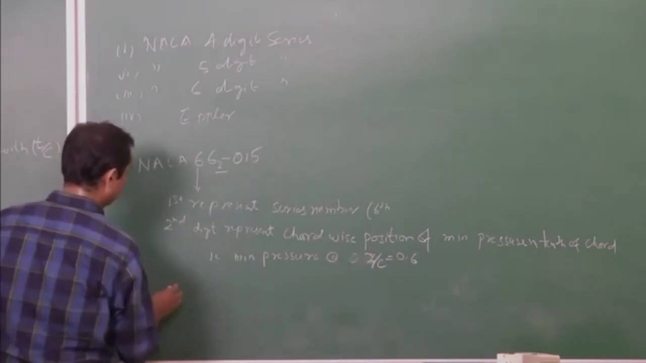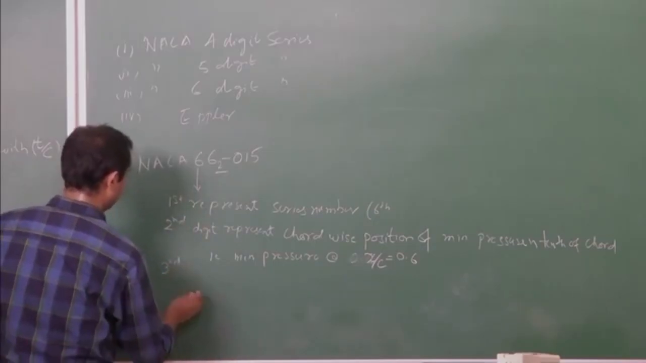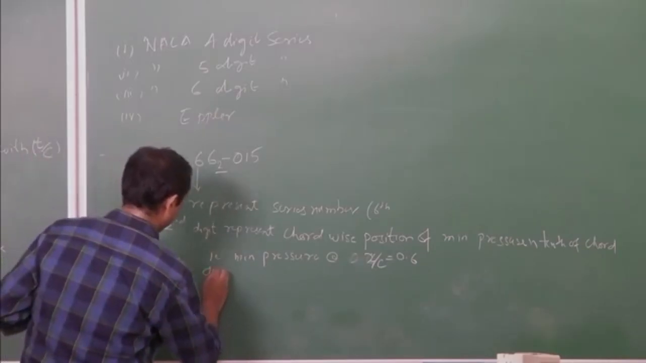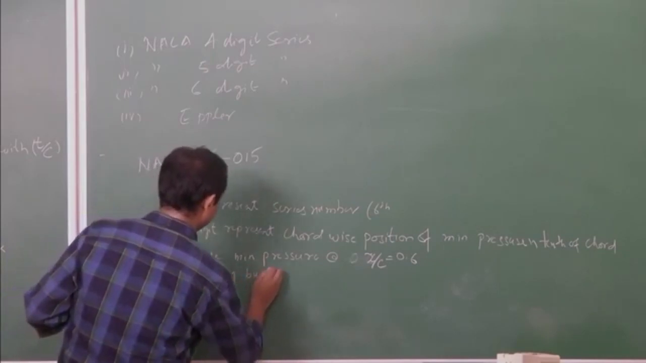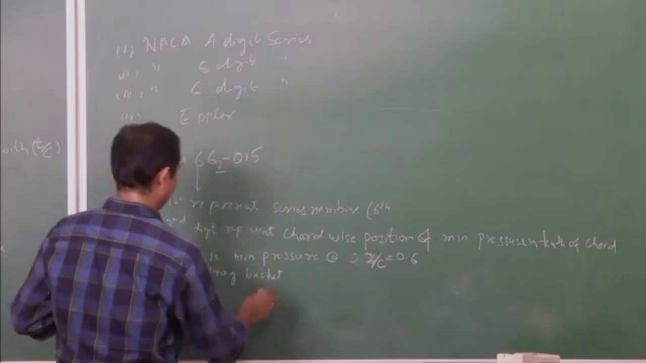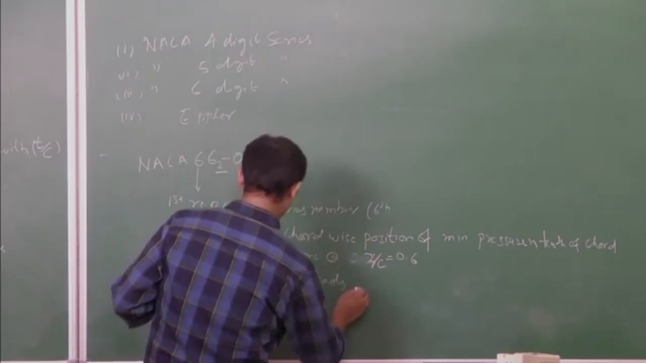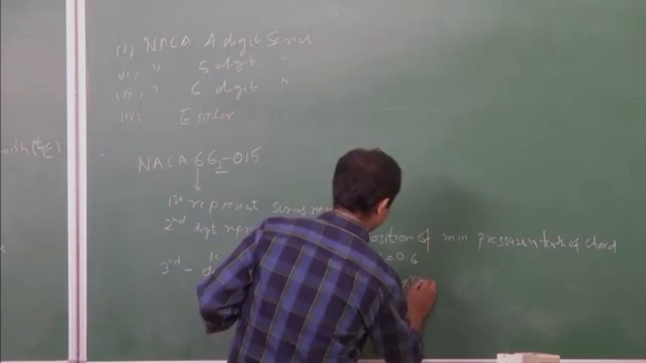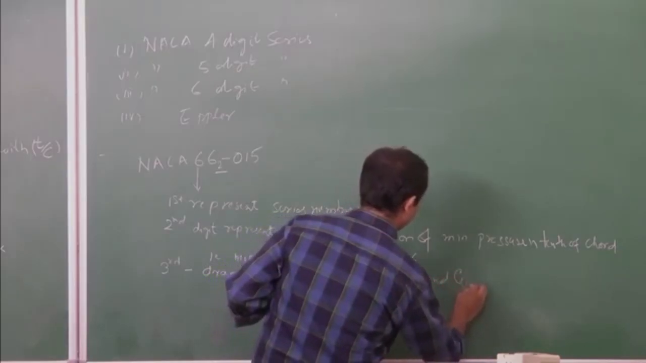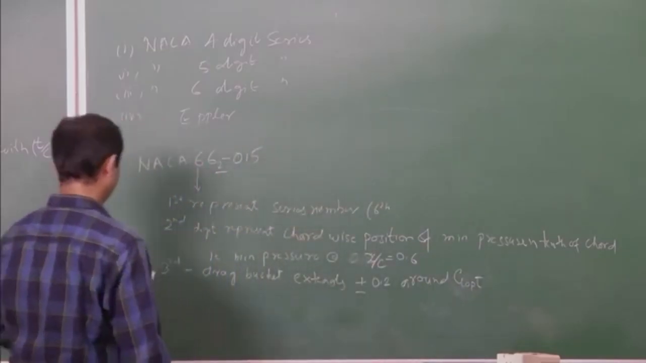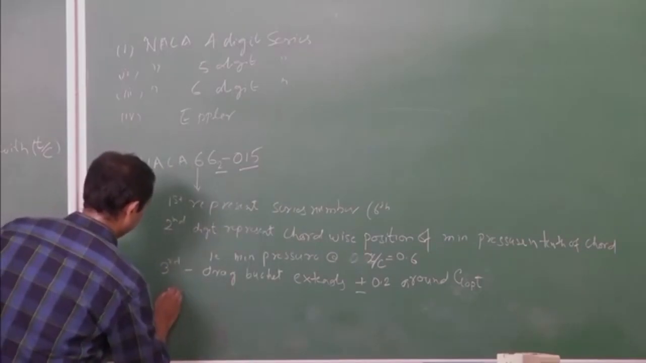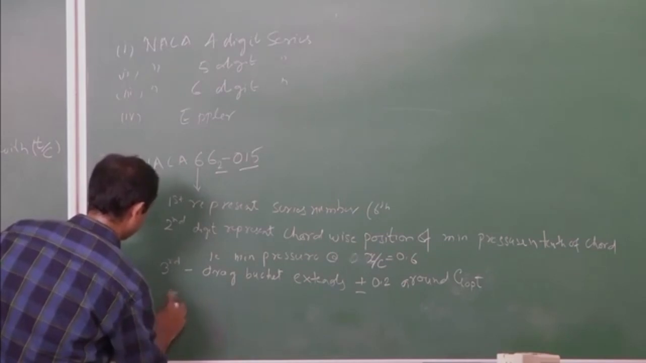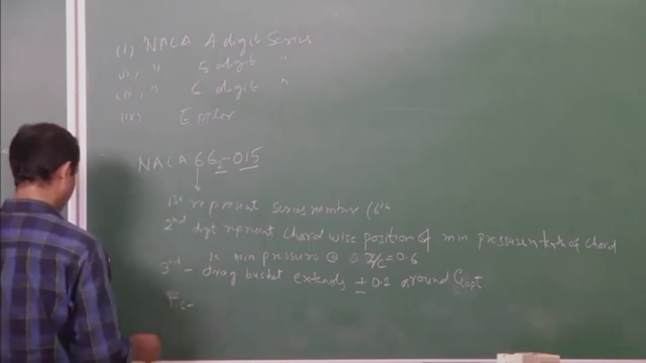Now, this small 2, this third digit, represents that your drag bucket extends plus minus 0.2 around CL optimum, and these last two digits, 15, 1, 5, the fifth and sixth, represent your thickness.